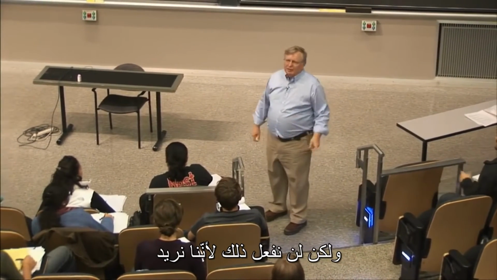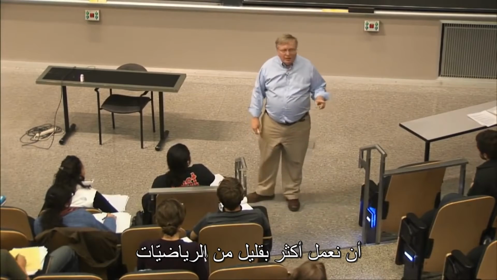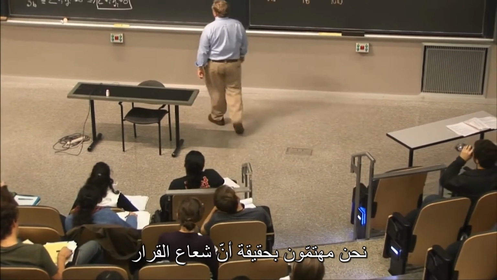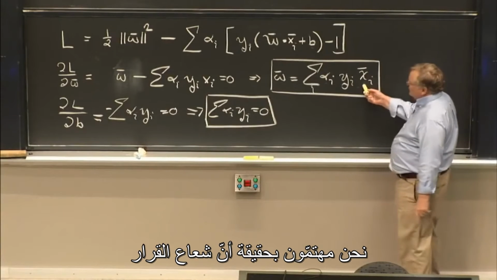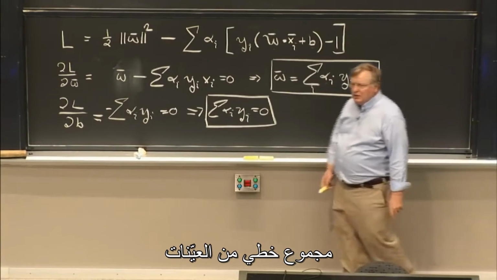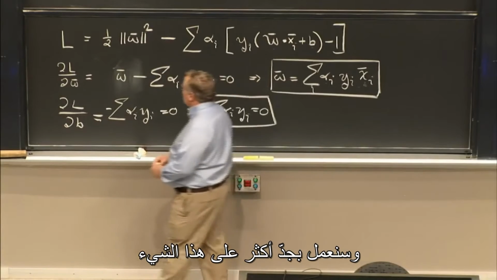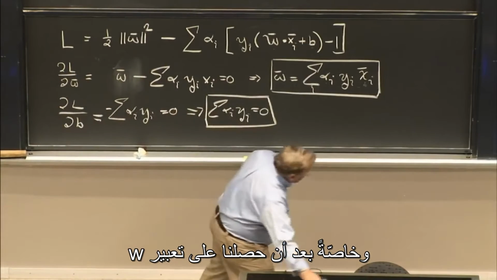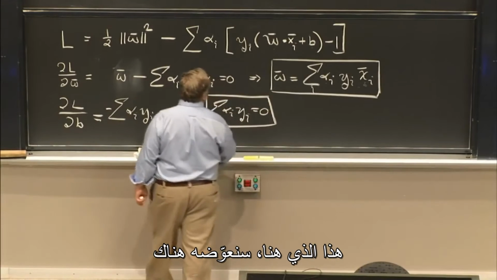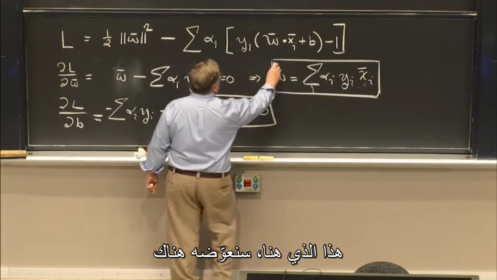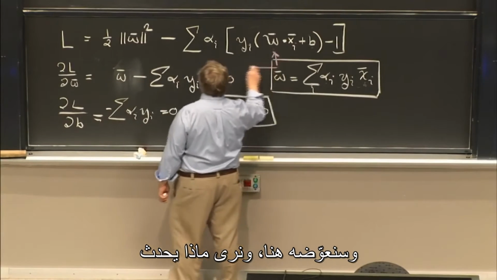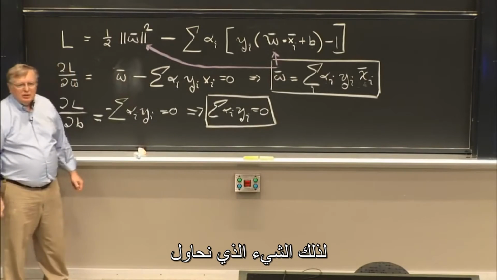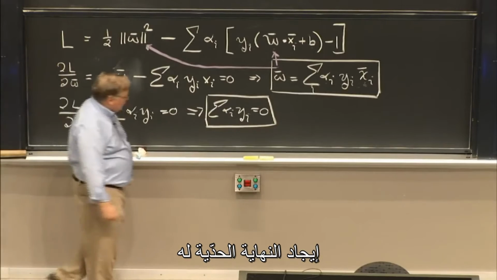But we're not going to do that because we want to do a little bit more math because we're interested in stuff like this. We're interested in the fact that the decision vector is a linear sum of the samples. So we're going to work a little harder on this stuff. And in particular, now that we've got an expression for W, this one right here, we're going to plug it back in there, and we're going to plug it back in here and see what happens to that thing we're trying to find the extremum of.